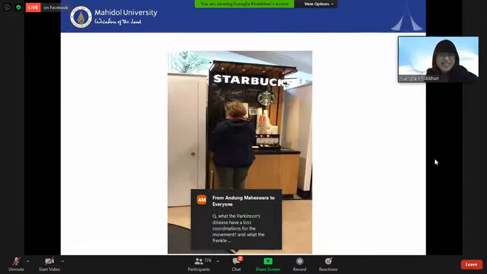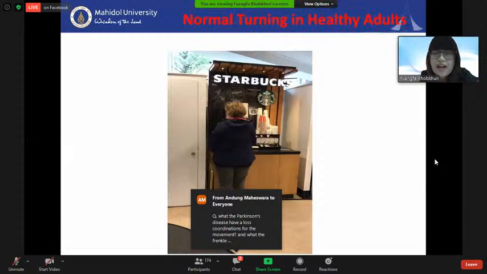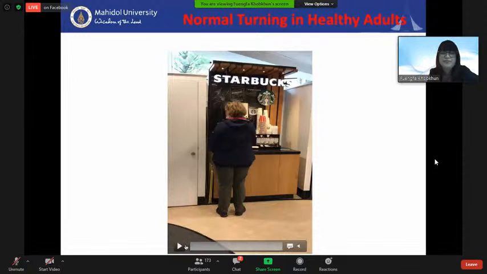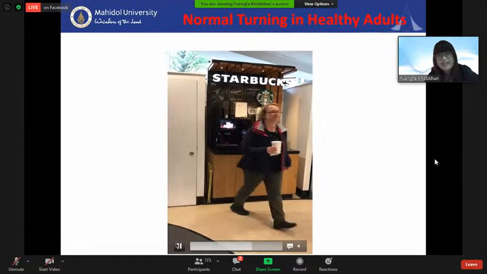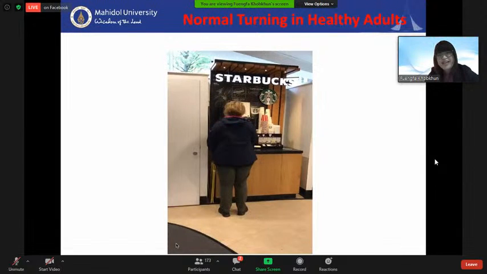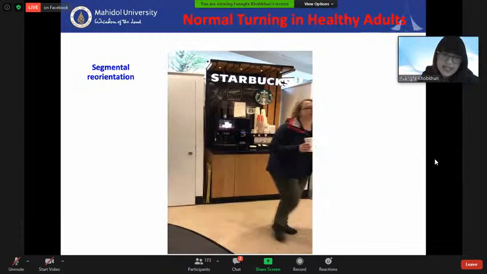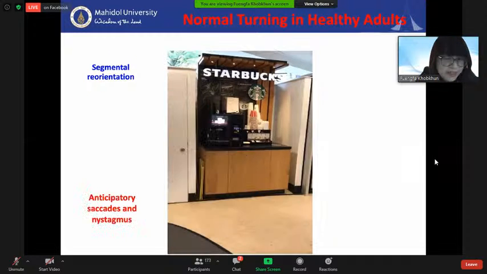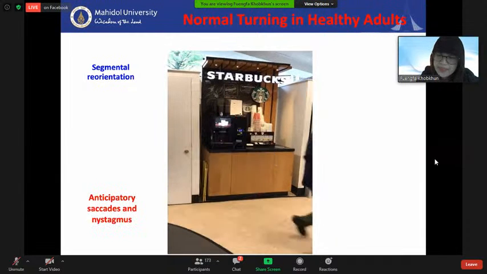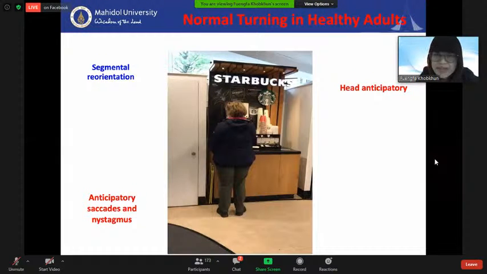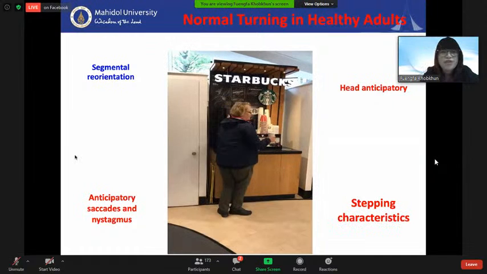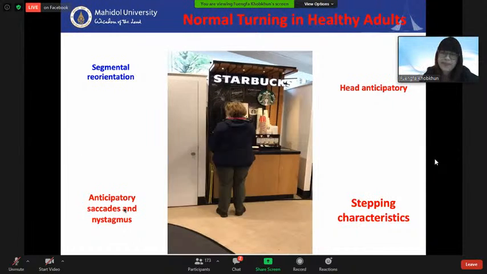So let's see about turning. This is the normal turning in healthy adults. This video shows the normal turning. Can you guys see, right? Okay. Normal turning involves segmental reorientation. It needs anticipatory saccades and nystagmus, and it needs head anticipation. And the last one is the stepping characteristic. So I will talk in more detail about turning in healthy adults.